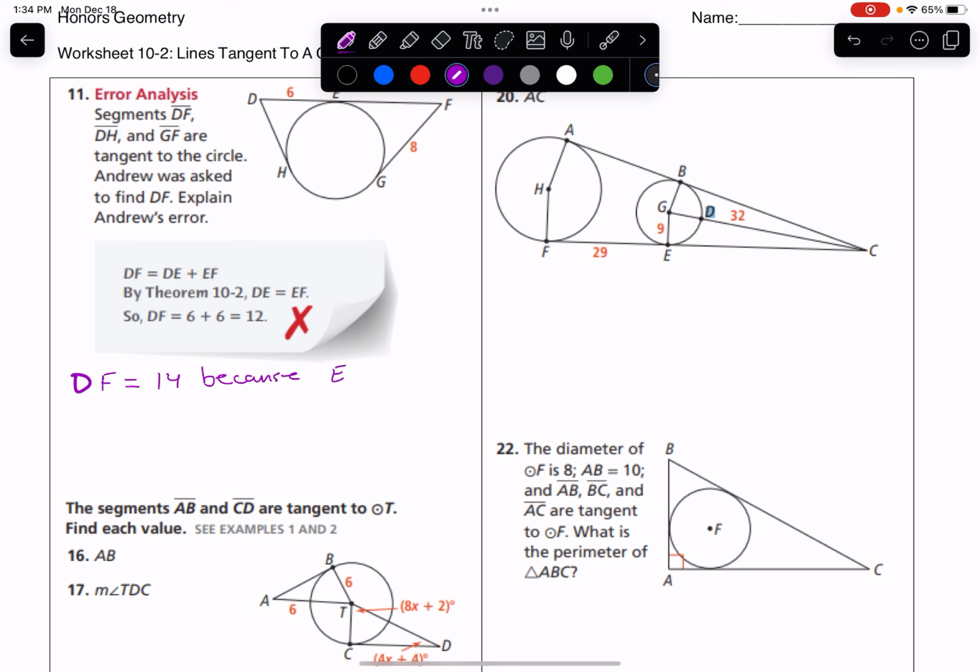Because EF equals FG, and both of those are equal to 8, by the two-tangent theorem.